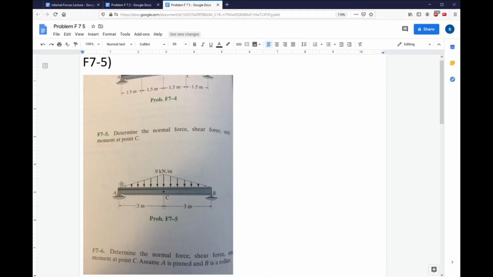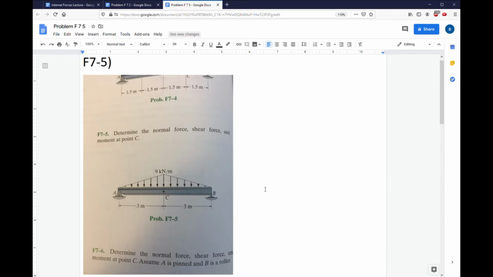The reaction force at A is a pin reaction, which means it could have a horizontal component and a vertical component. And the support at B is a roller support, meaning it only has a vertical component. In the horizontal direction, this is easy. The only force acting in the horizontal direction is the reaction at A, so the horizontal component of the reaction at A is 0.